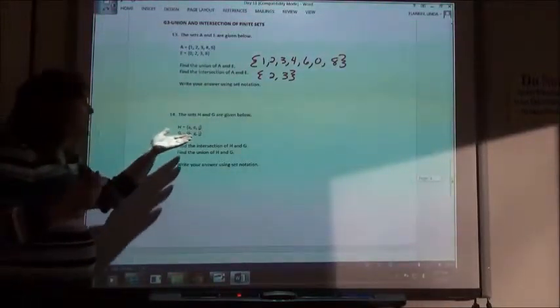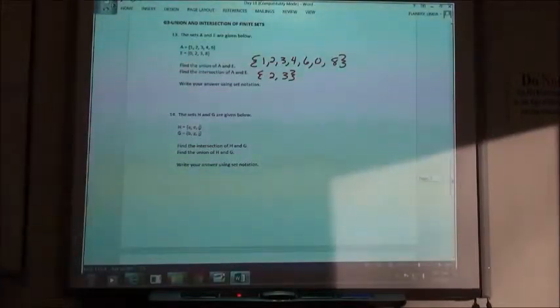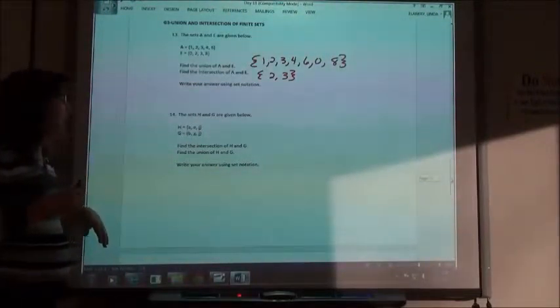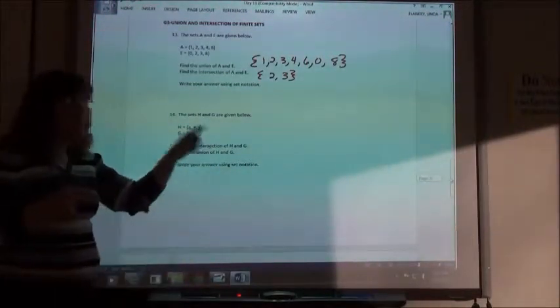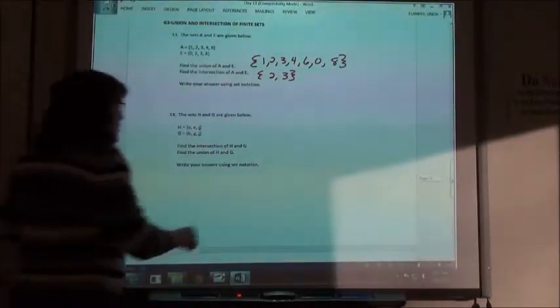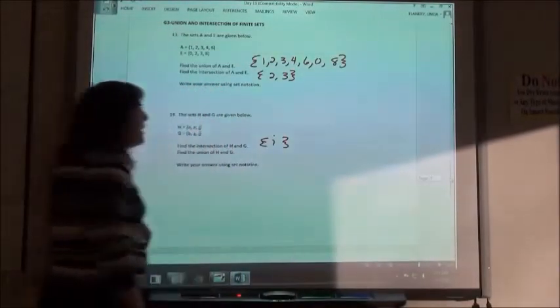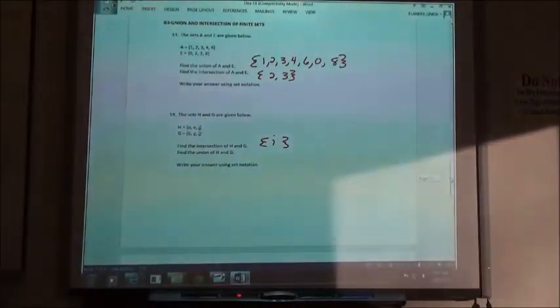And sometimes I use variables instead of numbers. So the sets H and G are given below. H is the set A, E, and I. G is the set B, G, and I. What is the intersection of H and G? What do they both have in common? They just both have an I. So we're going to use the set symbols, and in there, there's just an I. That's the only thing they have in common.